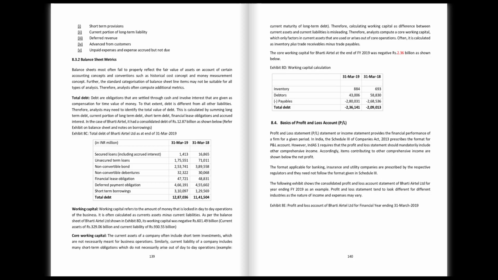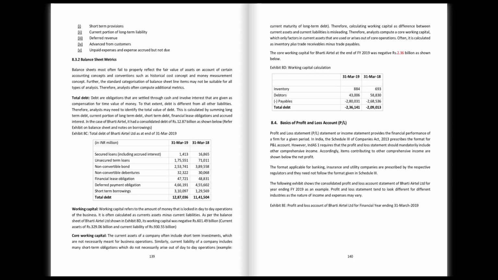Basics of profit and loss account, P&L. The profit and loss statement, P&L statement, or income statement provides the financial performance of a firm for a given period. In India, Schedule 3 of the Companies Act, 2013 prescribes the format for the P&L account. However, Ind AS 1 requires that the profit and loss statement should mandatorily include other comprehensive income. Accordingly, items contributing to other comprehensive income are shown below the net profit.